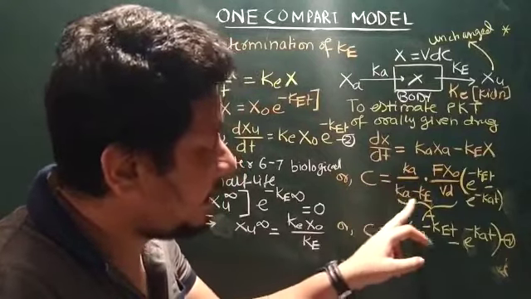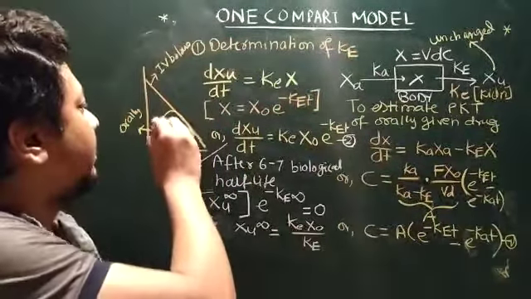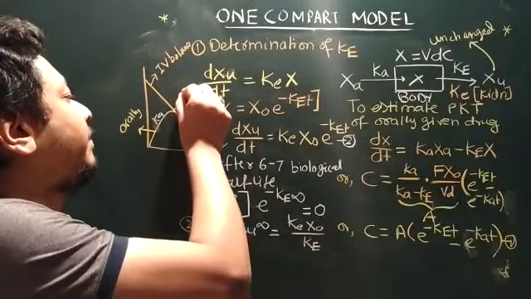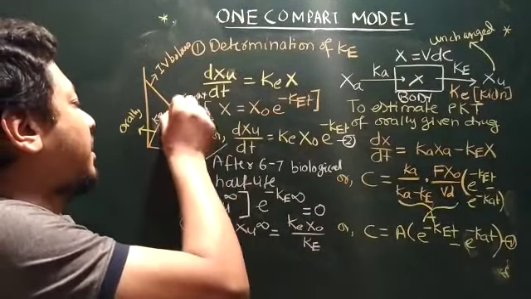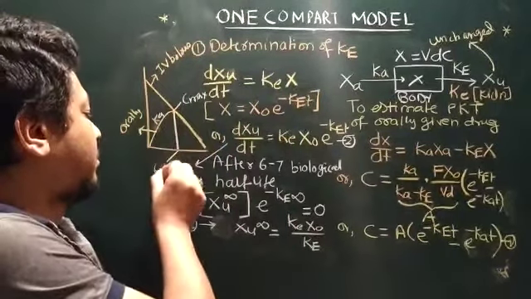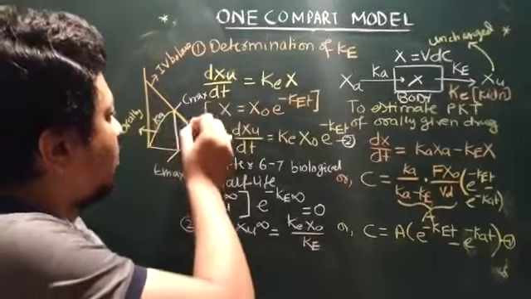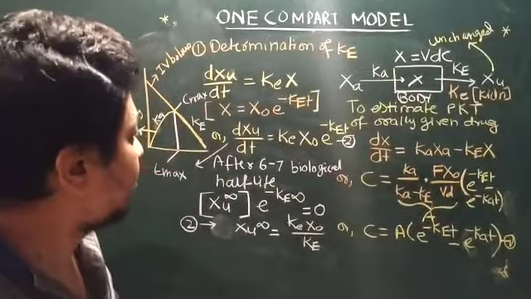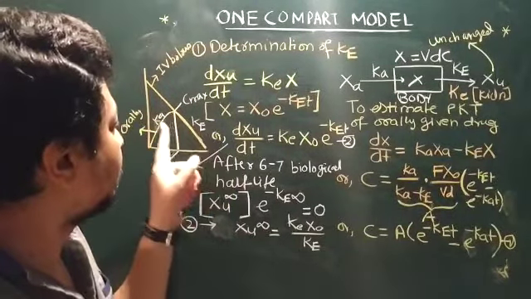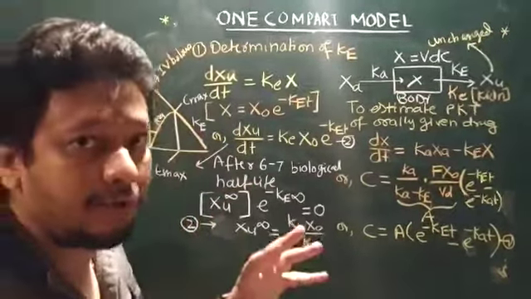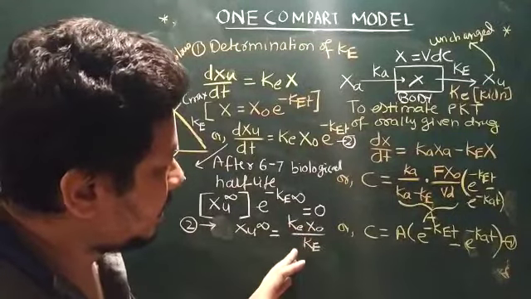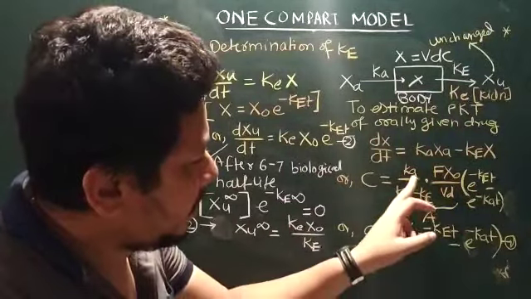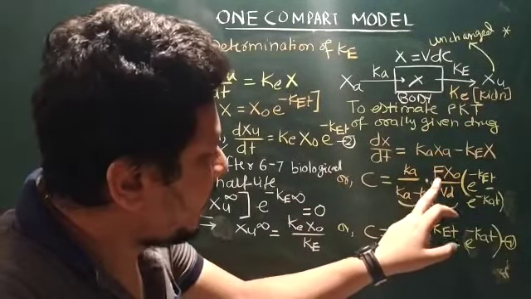Why Ka and Ke? Because the drug is getting absorbed, it is reaching a peak plasma concentration at a time known as Tmax, and also it is getting eliminated with the help of the elimination rate constant. So there are two phenomena involved over here. One is your absorption, another is your excretion. Ka upon Ka minus Ke, then F into X naught.